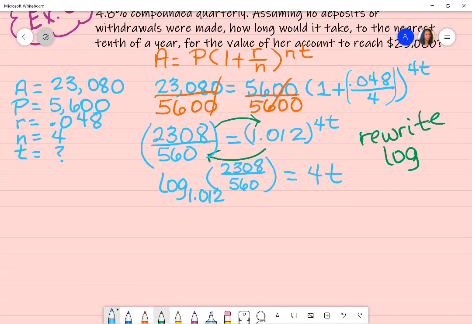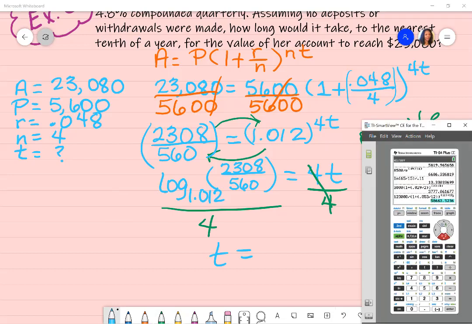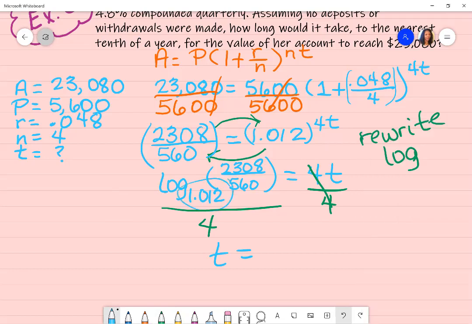Well, T is still not by itself, so I have to divide both sides by what's stopping it from being by itself, which is 4. Now, my instructions ask me to round it to the nearest tenth, so that means I can't leave it in this form. I'm going to actually have to put it in a calculator. For this one, I don't think I put it in a calculator because I wanted to show you. Yeah, I didn't. So say, for instance, you don't have a calculator that allows you to change your base. What you can do is use the change of base formula.